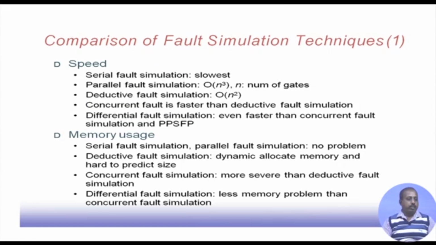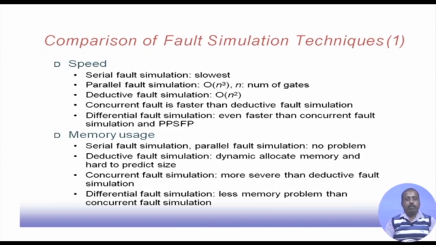If we compare across these fault simulation techniques, first of all from the speed point of view, serial fault simulation is the slowest. Naturally, it takes each fault separately and each pattern separately and simulates them. Parallel fault simulation is of the order of n cube, where n is the number of gates. Deductive fault simulation is big O n square. Concurrent fault simulation is faster than deductive fault simulation, because so many circuits, so many gates are created and they are done simultaneously. So, that simulation is faster.